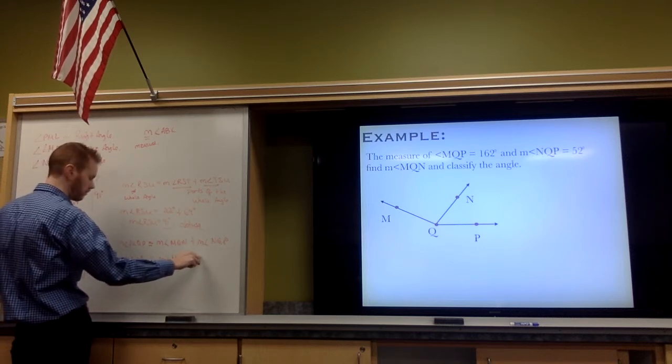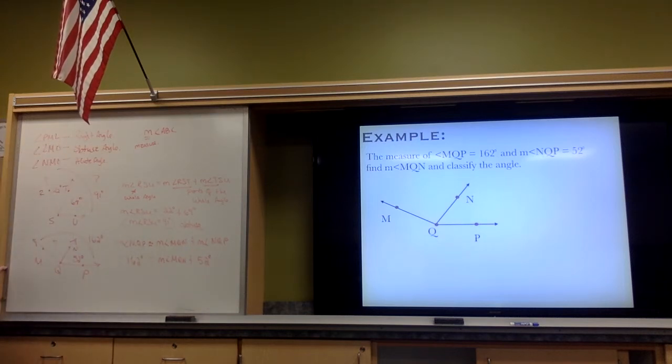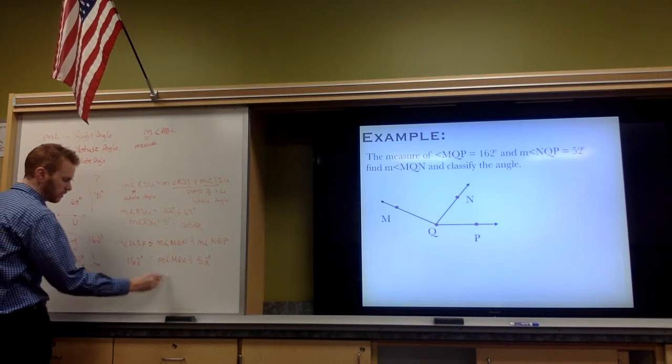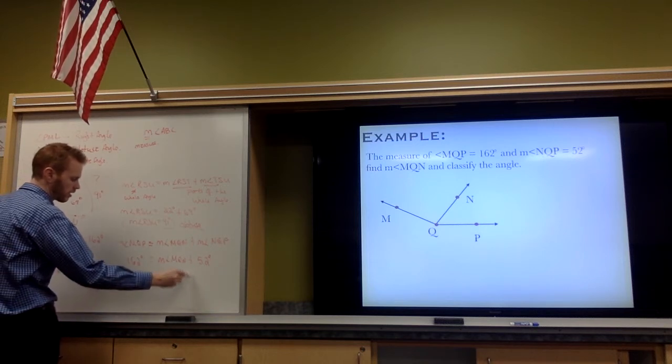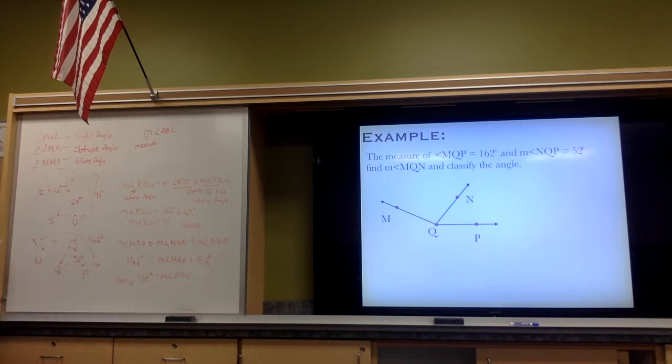I know the other guy, 52 degrees. And to solve, we subtract 52 to the other side, so we get 110. So this is another obtuse angle. Okay.